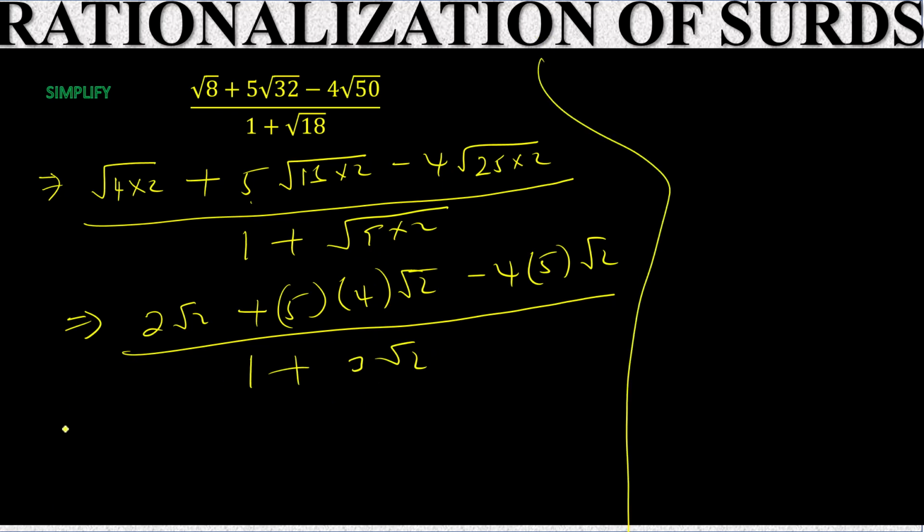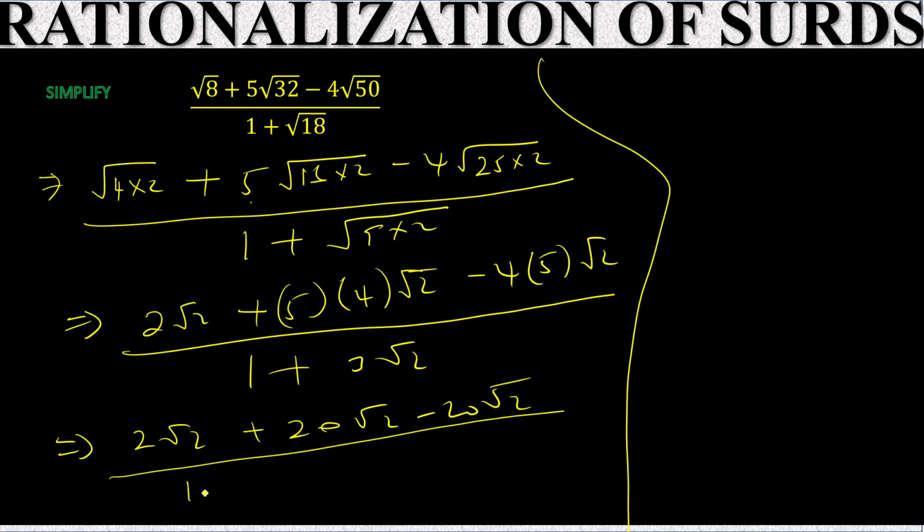so we have 2 root 2 plus 20 root 2 minus 20 root 2 on 1 plus 3 root 2. So this one will cancel this. So we have 2 root 2 on 1 plus 3 root 2.